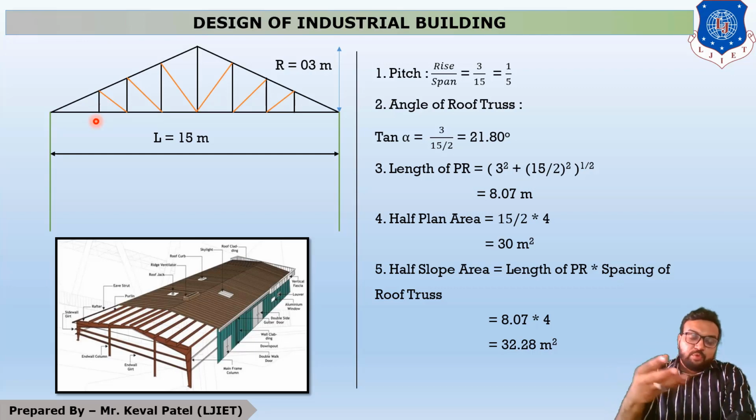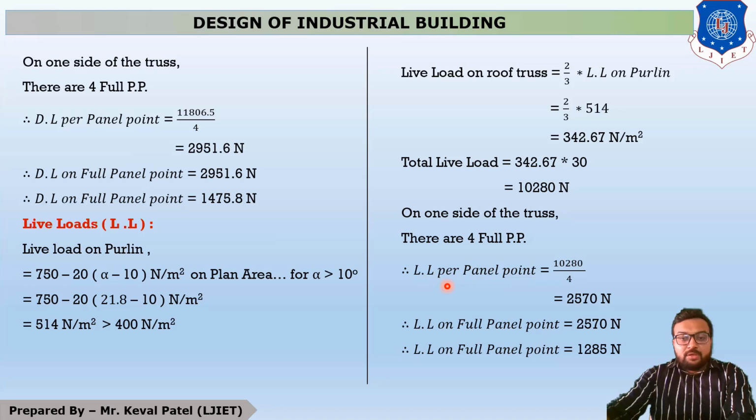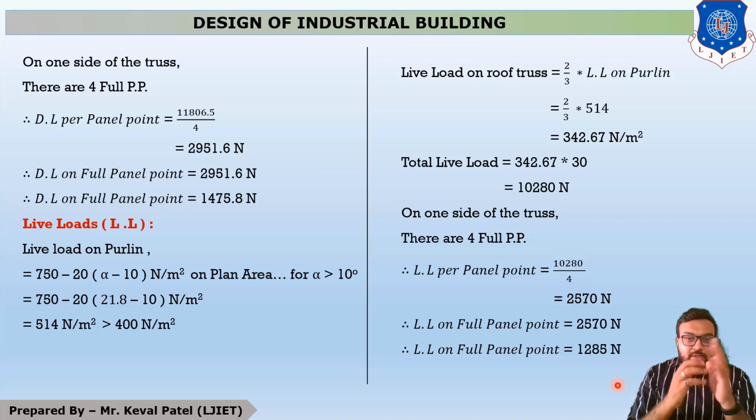Now we have to distribute this 10,280 Newton into 4 panel points because there are 3 full panel points and 2 half panel points. Okay, so the live load per panel point is 10,280 divided by 4. So you will get your answer 2,570 Newton. And so this 2,570 is the value of full panel point. Now what is the value of half panel point? So it is 2570 divided by 2. So you will get your answer 1285 Newton. Okay, so students, this is the calculation of live load.